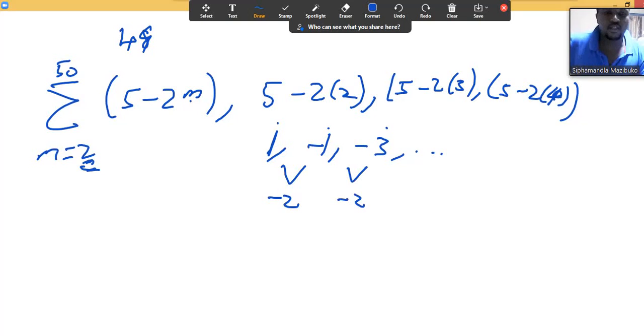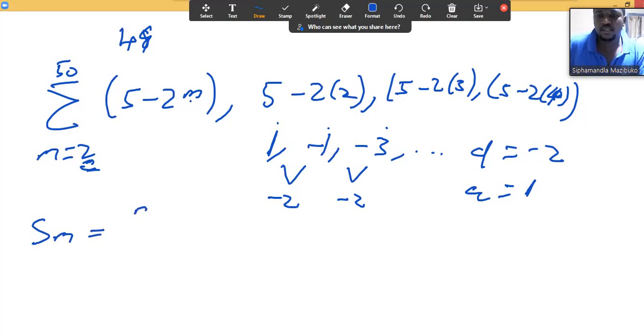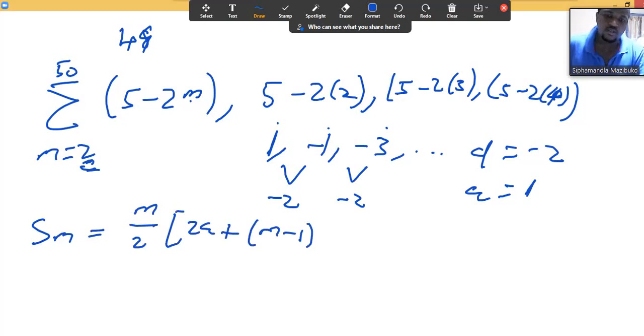So what are we finding here? We're finding that d is equal to minus 2, and that a is equal to 1. We're looking at a as the first term and d as the difference. So let's come and work on it. This is our general formula: S_m, the summation of m terms, is m over 2 in the bracket 2a plus m minus 1 times d. This is our general formula to find the summation, or to sum a series.